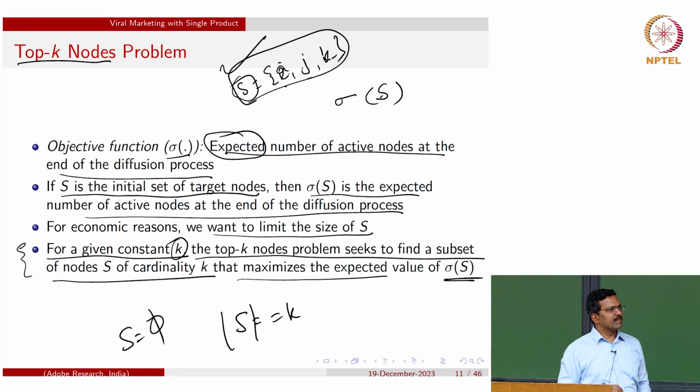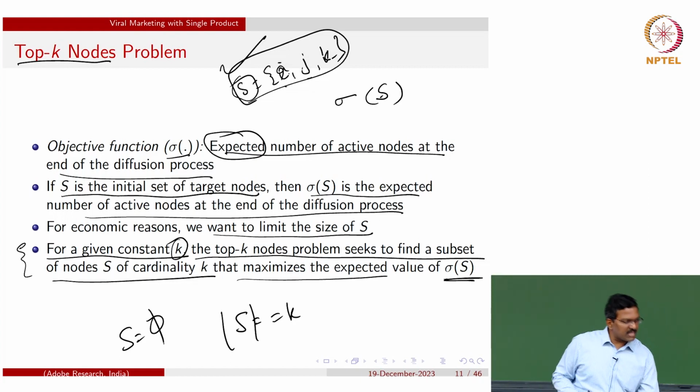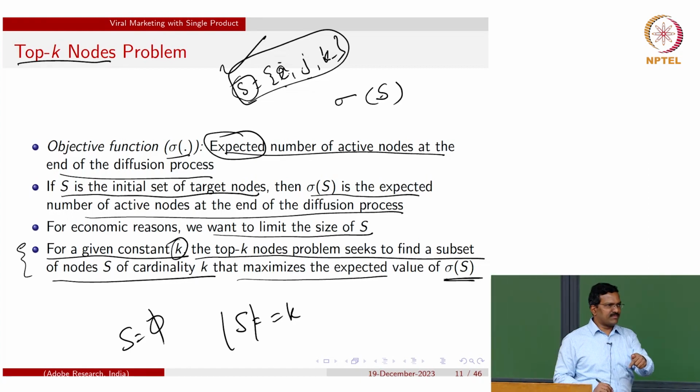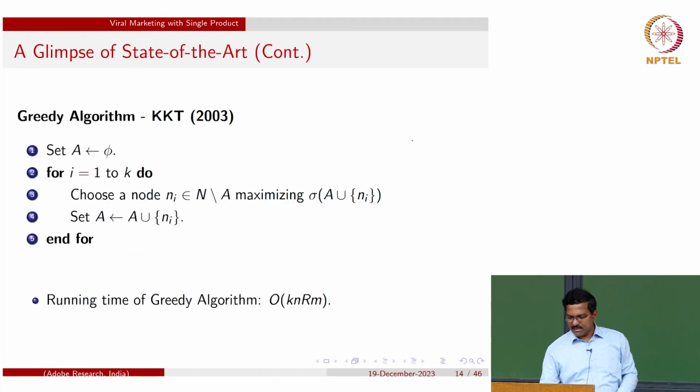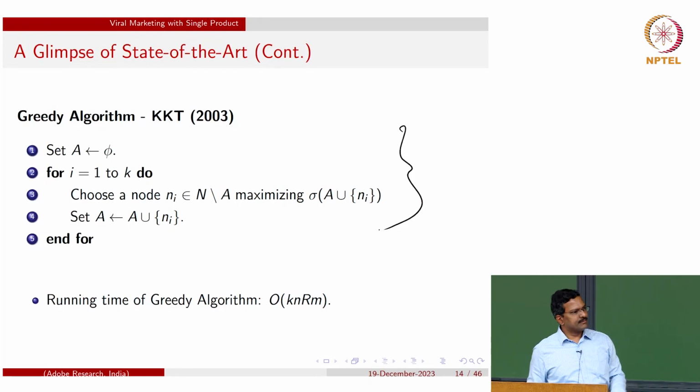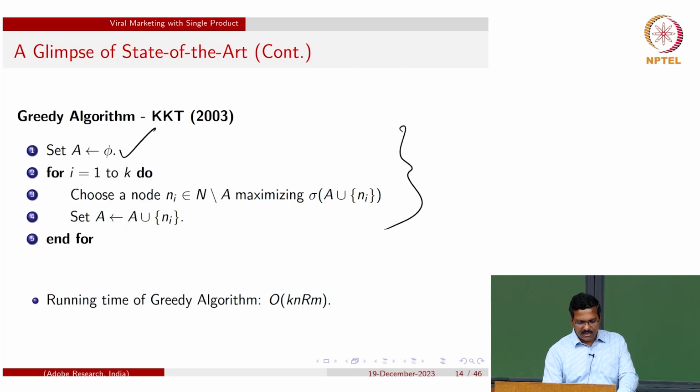Now, if there are 100 nodes in your network, each node can be a potential candidate to become active. So this is the brute force algorithm. Initially, your set of active nodes is empty. You repeat the for loop K times, where K is the number of most influential nodes that you want to select from the network.